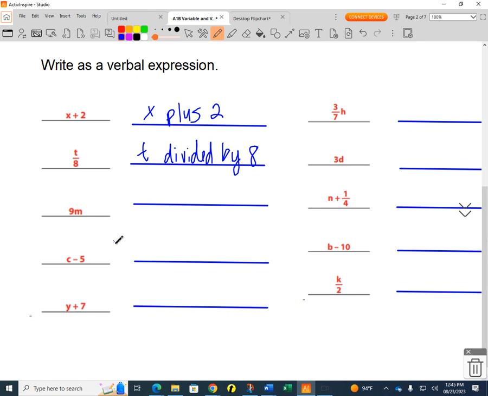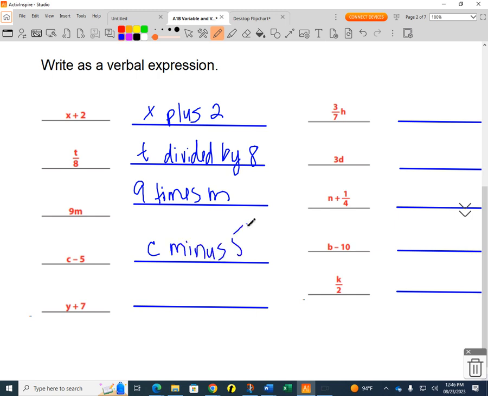What do you think, Gloria? Perfect. We could say 9 multiplied by m, but keeping it simple is the best strategy for you. Can you drop that in the backpack? You trying to trip me with things? All right, Aiden, can you do the next one? C minus 5. Yep. C minus 5.